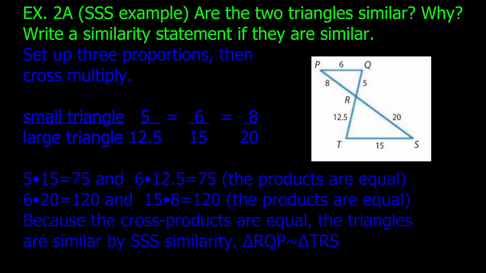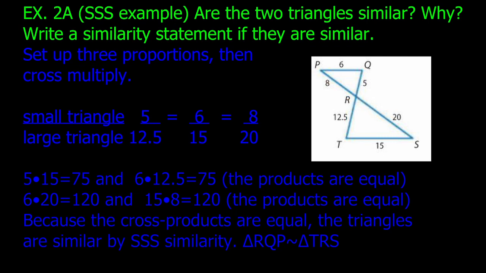So what I'm going to do is put on these three proportions that you can see here, I'm going to put my small triangle all on the top and order those from least to greatest. So I've got 5 on top is the smallest side of the small triangle, then 6 is the medium size side, and 8 is the largest side of the small triangle. Then I put the large triangle in ascending order across the bottom. 12.5 is the smallest side, 15 is medium, 20 is large.